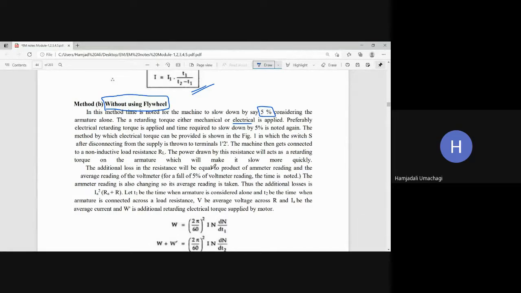So already, if I throw the switch onto 1 dash and 2 dash, further there will be power loss. Yes or no? So what is that power loss? How is it calculated? Let us see. The additional loss in the resistance will be equal to the product of the ammeter reading and the average of the voltmeter reading for a fall of 5% of the voltmeter reading, and the time is noted down. The ammeter reading is also changing, so its average value is taken. Thus, the additional loss in that case is Ia square into (Ra plus RL).